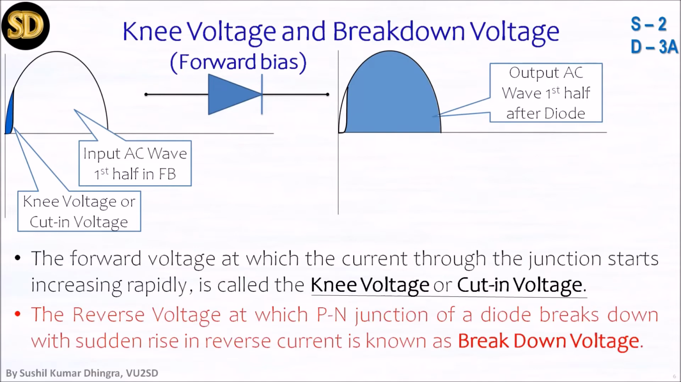The reverse voltage at which the PN junction of the diode breaks down, with a sudden rise in reverse current, is known as breakdown voltage. This term, breakdown voltage, we will learn at Zener diode time or regulation time when this is described. So wait for this term.